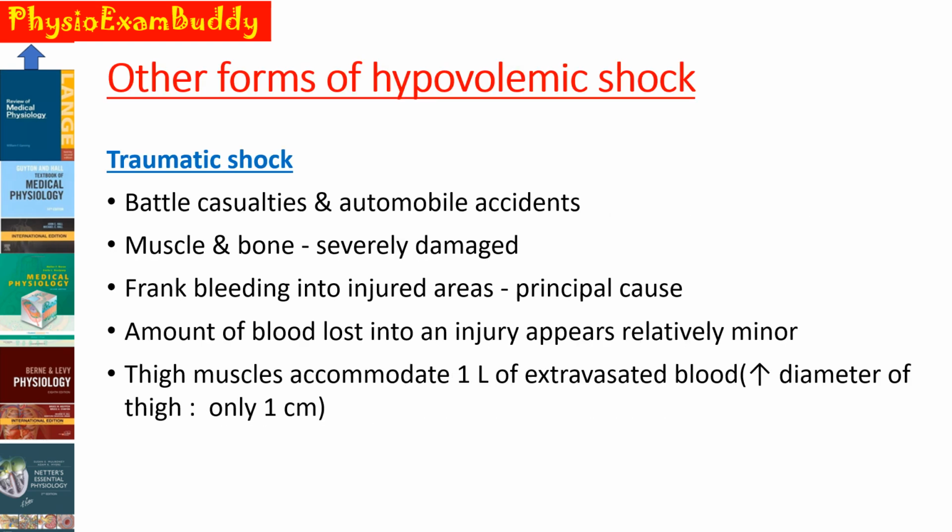Now we will see what the other forms of hypovolemic shock are. The first one is traumatic shock, which develops when the muscle and bone are severely damaged, as seen in battle casualties as well as automobile accidents. Frank bleeding into the injured areas is the principal cause for the shock, and the amount of blood which can be lost into an injury is remarkable, because the thigh muscles can accommodate about 1 liter of extravasated blood, for example, with an increase in the diameter of the thigh of only 1 centimeter.